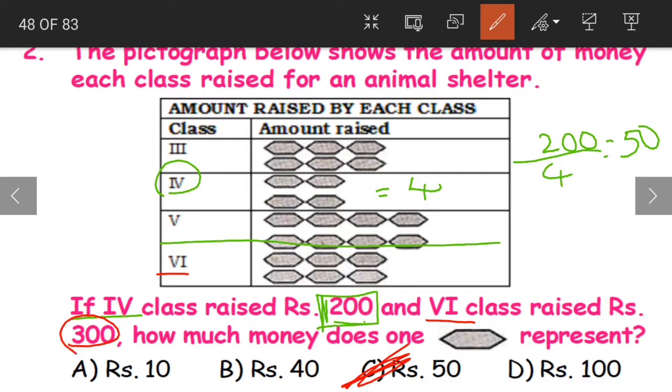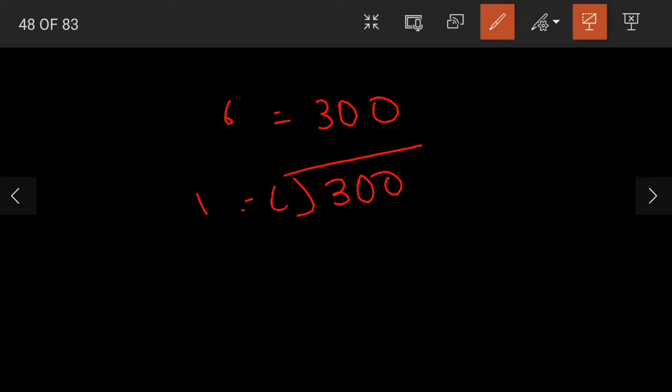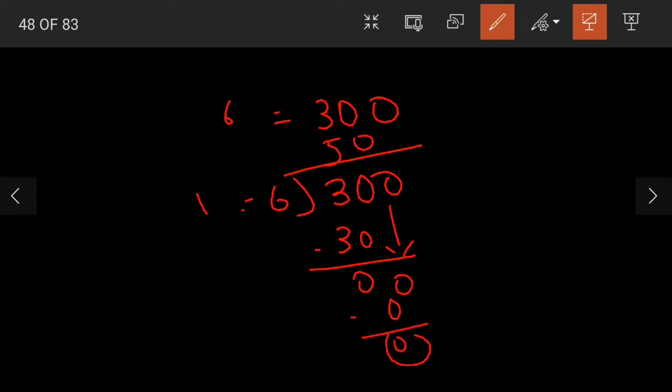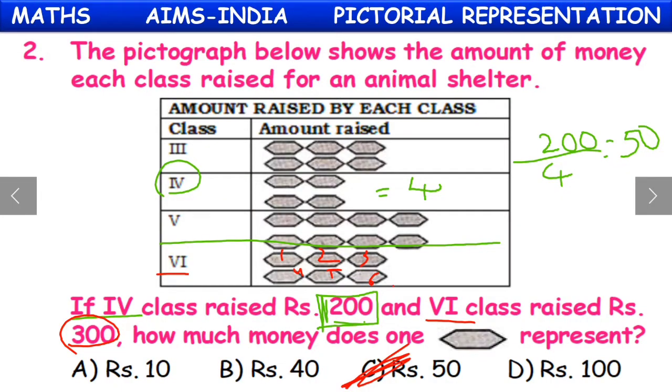Even if you consider the 6th class. 6th class raised 300. Here we have 1, 2, 3, 4, 5, 6 blocks. So 6 blocks is equal to 300. Then 1 will be equal to 300 divided by 6. 6 5s are 30. 0 is remaining. Again 0 brought down. 6 zeros are 0. When we subtract, 0 is our remainder. Again what is the quotient? Even here, one block is equal to 50 rupees. So either way our answer is 50 rupees.